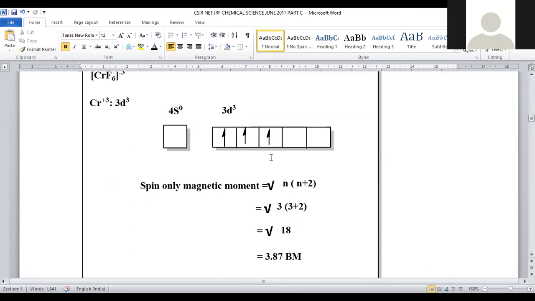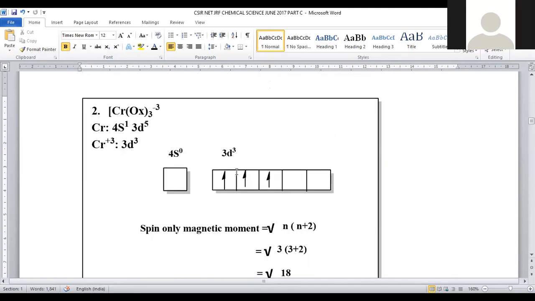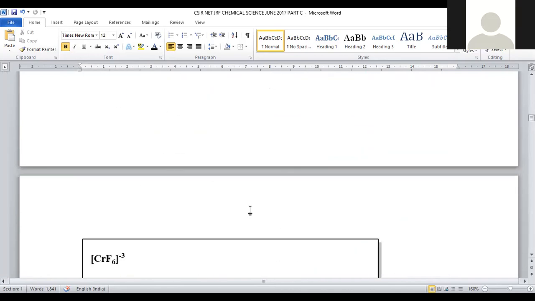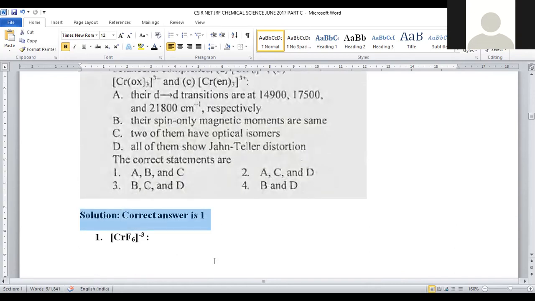This is a half-filled system, so it is called symmetric. In all 3 complexes, d3 with t2g3 is the configuration. Hence, we can say the complex is symmetric. For a symmetric complex, Jahn-Teller distortion will not be observed. Jahn-Teller distortion applies whenever t2g or eg orbitals are unsymmetrically filled. So option D will not be a right statement for these chromium complexes. For question number 76, A, B, C, 3 are correct, so that option will be the right answer.